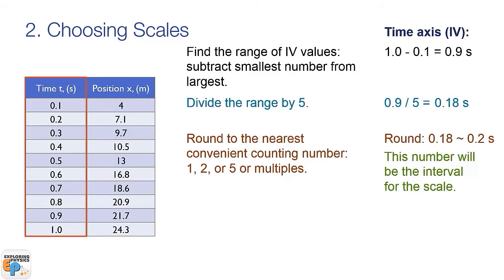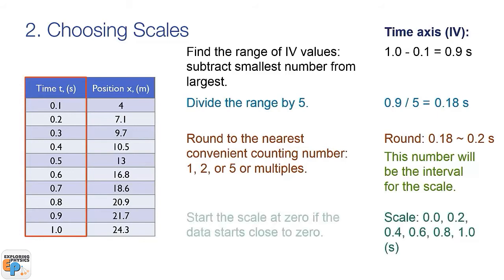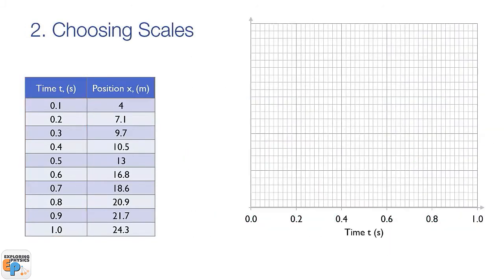If our lowest value on the horizontal axis is 0.0, the other values will be 0.2, 0.4, 0.6, 0.8, and 1.0 seconds. Namely, we mark the scale at intervals of 0.2 seconds. Notice that we started the scale at 0, and this makes sense if the data itself starts close to 0. Our markings on the horizontal axis of the graph then will look like this.